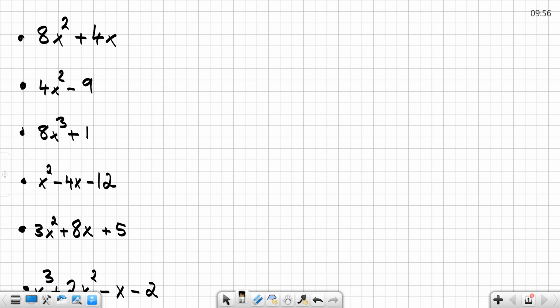So, I look at this first one right here, 8x squared plus 4x. There are 2 terms, but there is also a GCF. The greatest common factor would be 4x between both terms. So I would pull out a 4x and I would be left with 2x plus 1. This one, there was a GCF. Now the next example, there are exactly 2 terms, and this is the difference of 2 squares.